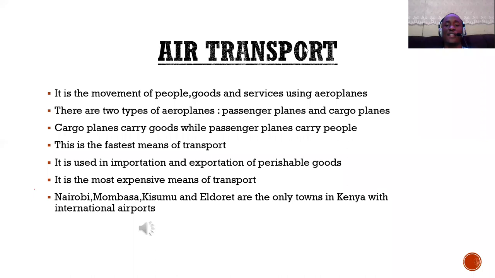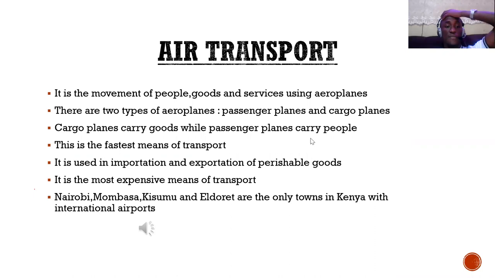Air transport is the movement of people and goods using aeroplanes. And we have got two types of aeroplanes. The first one is the passenger plane. We have got passenger planes and cargo planes. Cargo planes carry goods while passenger planes carry people.